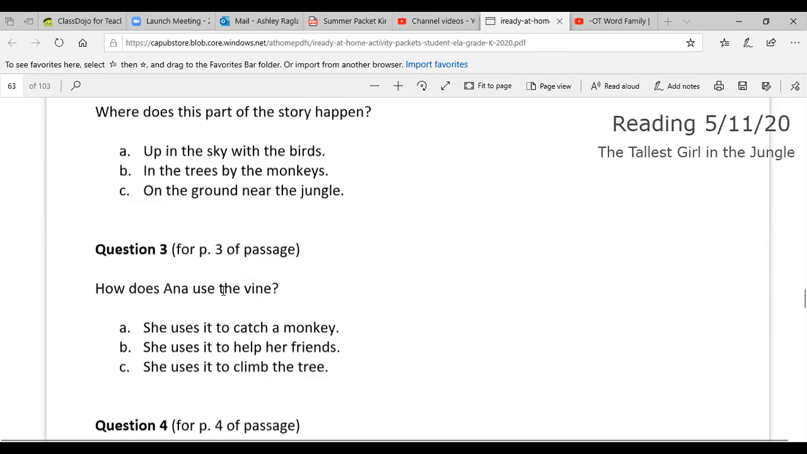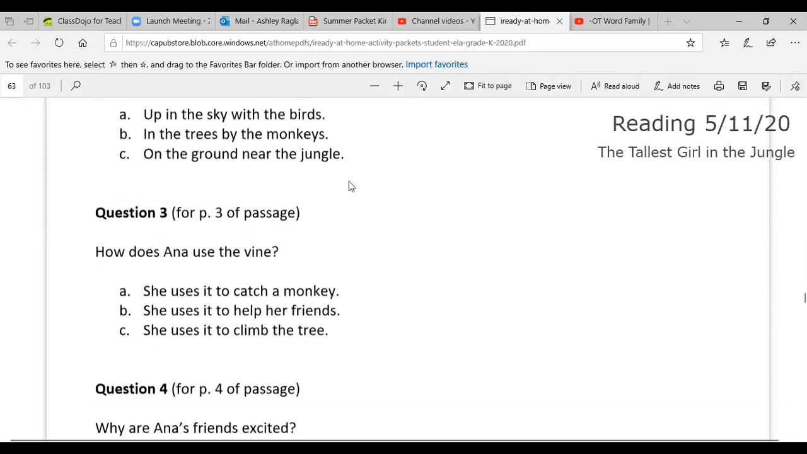All right, let's go to number 3. Question number 3. How does Anna use the vine? So think about the vine. How did she use it? A, she uses it to catch a monkey. B, she uses it to help her friends. Or C, she uses it to climb the tree. Think about the vine she was holding on to. What was she trying to do with the vine? How was the vine helping her?